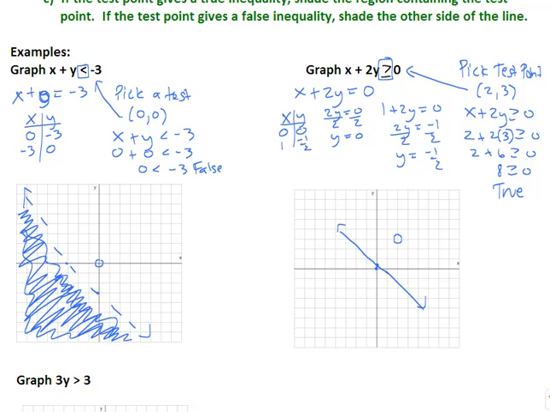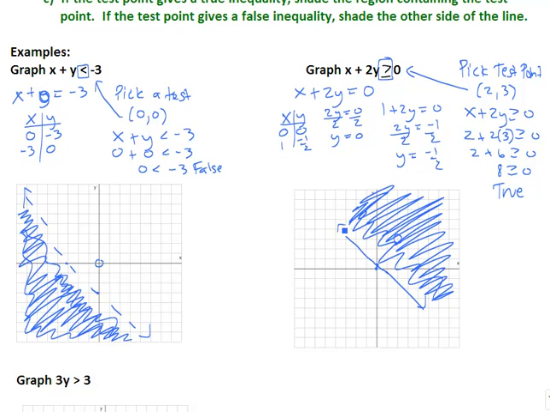So if your test point works, then you want to include it in your solution. So you want to shade the side of the line containing that test point. So since the test point is above the line and it worked, we want to shade above the line as well. If you extend your line, you're just going to get this big wedge. And there is my solution.